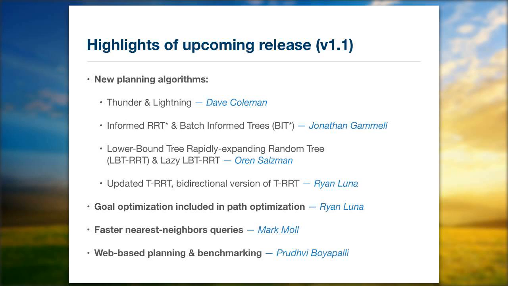Another new feature is goal optimization and path optimization. What it concretely means is that if you get a path back that happens to have a bad IK solution for your goal, then the optimization can take care of that and try to fix it up while still keeping a valid path. We've noticed that a lot of the optimizing planners spend a disproportionate amount of time in nearest neighbor queries, so we've spent some time trying to optimize that. And finally, we have a new web-based interface for planning that also integrates with our benchmarking capabilities.